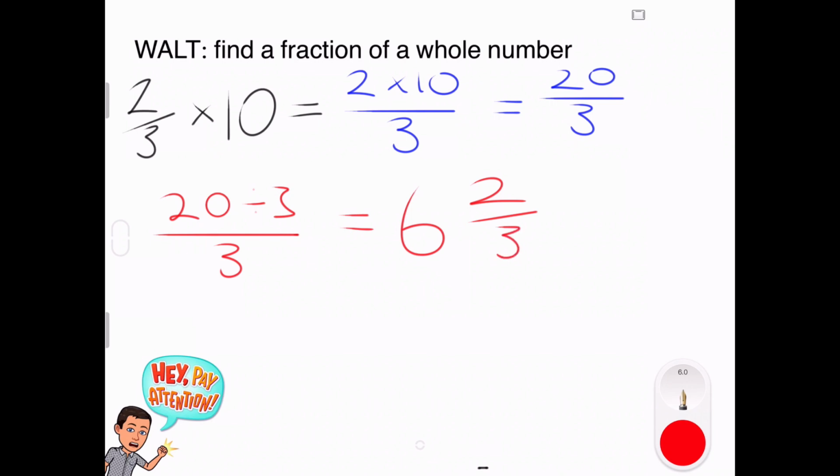So now we have got a mixed fraction. We've got a whole number, 6, and a fraction, 2/3. Okay, so our original question of what's 2/3 of 10, our answer is 6 and 2/3. That is the process that you need to work through to solve the following problems.